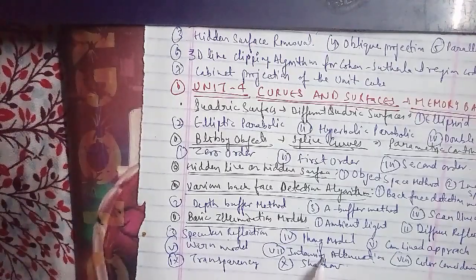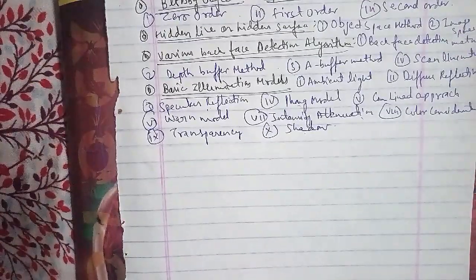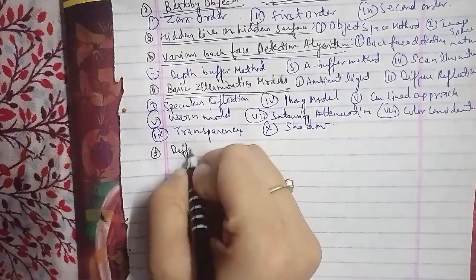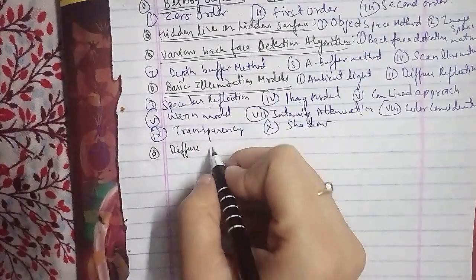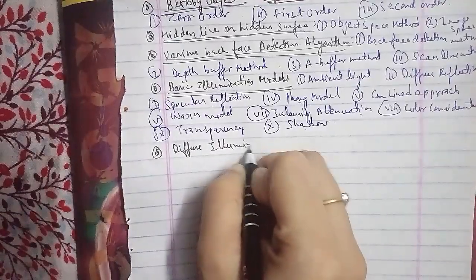The other question is, write a note on specular reflection. Specular reflection is the phenomenon of the reflection of incident light in a concentrated region around the specular reflection angle.